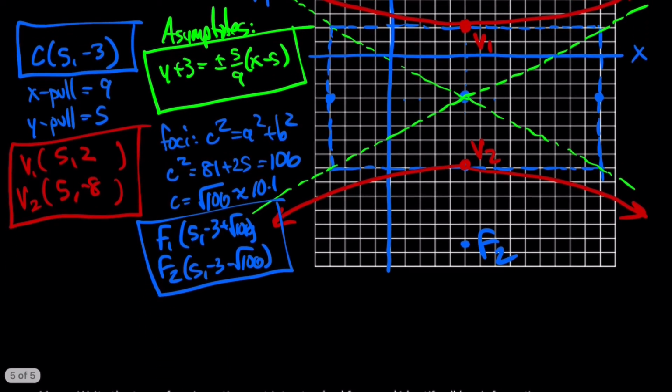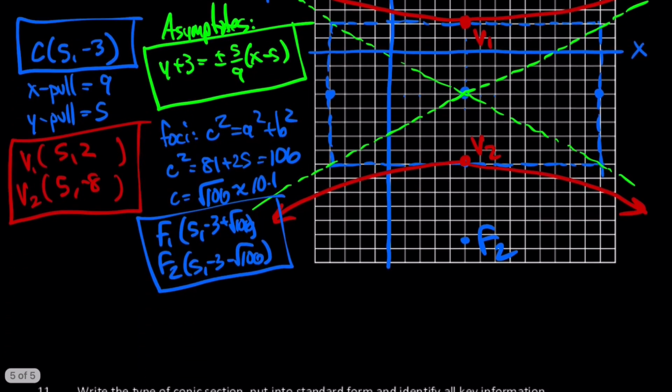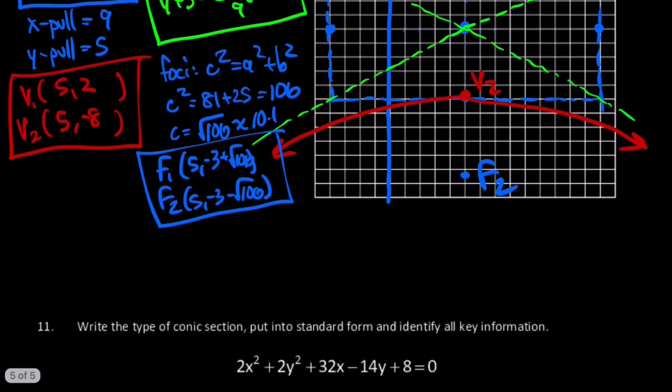And then finally here, eccentricity. Doesn't specify eccentricity, does it? No, it doesn't say find eccentricity. I'm going to, because you might have to tomorrow on the exam anyway. So c over a. C is square root 106.